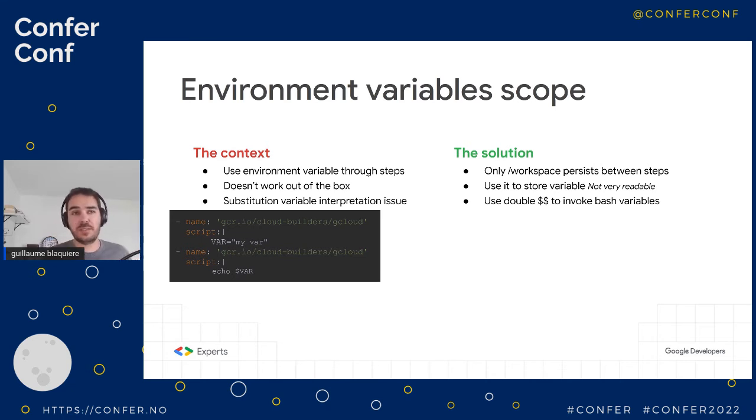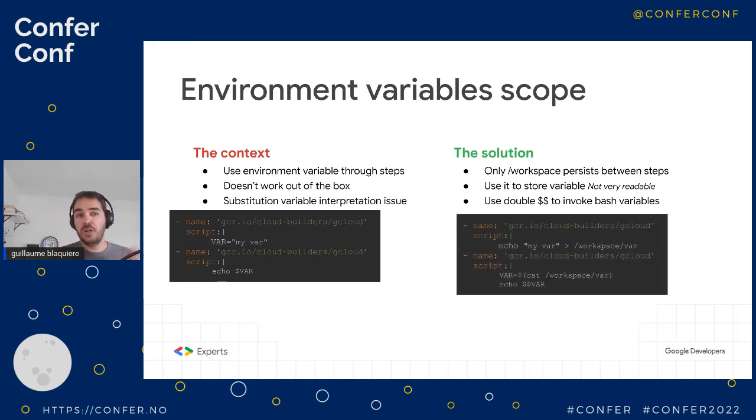That's the boring part to do that. And you also have to use the double dollar to tell CloudBuild to use the environment variables and not to use a substitution variables. And at the end, you have this kind of thing to do. In fact, you have to write your variables in a file in /workspace directory.